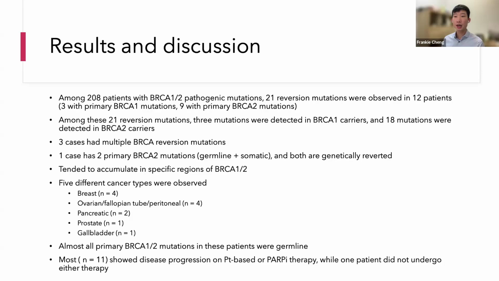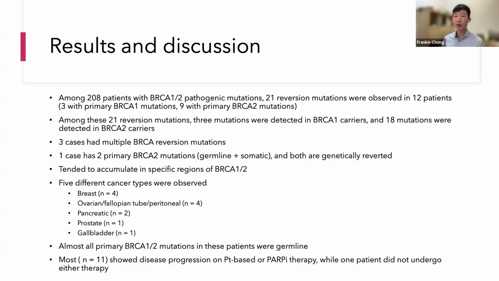And we also see that these reversion mutations tend to accumulate in specific regions of BRCA1 and 2, which is also expected because the primary mutations themselves do accumulate in specific regions. So there are 5 different cancer types observed in these patients. Most of them are canonical BRCA-associated cancer, namely breast, tuboovarian, peritoneal, pancreatic, and prostate cancer. But remarkably, there's a case of gallbladder cancer. While cancer of the biliary tract has been associated with BRCA mutation, it's not considered a canonical BRCA-associated cancer.